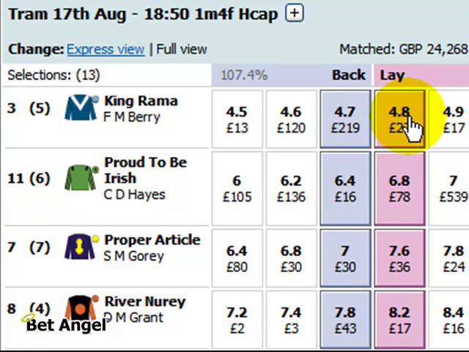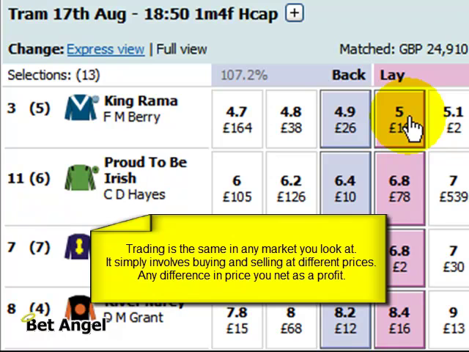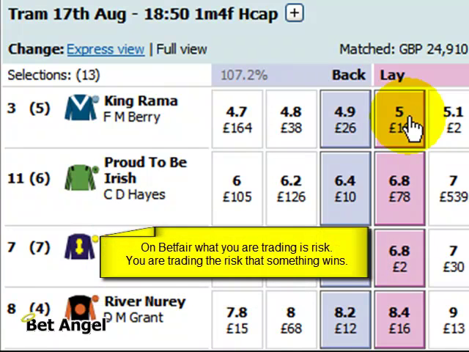So people started laying. But when the volume on exchanges started to rise dramatically, people started to trade. And the concept of trading is exactly the same concept that you'll see in any other market, whether it be the stock market or your local flour seller. When you're trading, what you're effectively doing is you're looking to buy at one price and sell at another and net the difference between the two. And trading on Betfair works exactly the same way, apart from what you're doing here is you're buying and selling effectively the risk on King Rama.